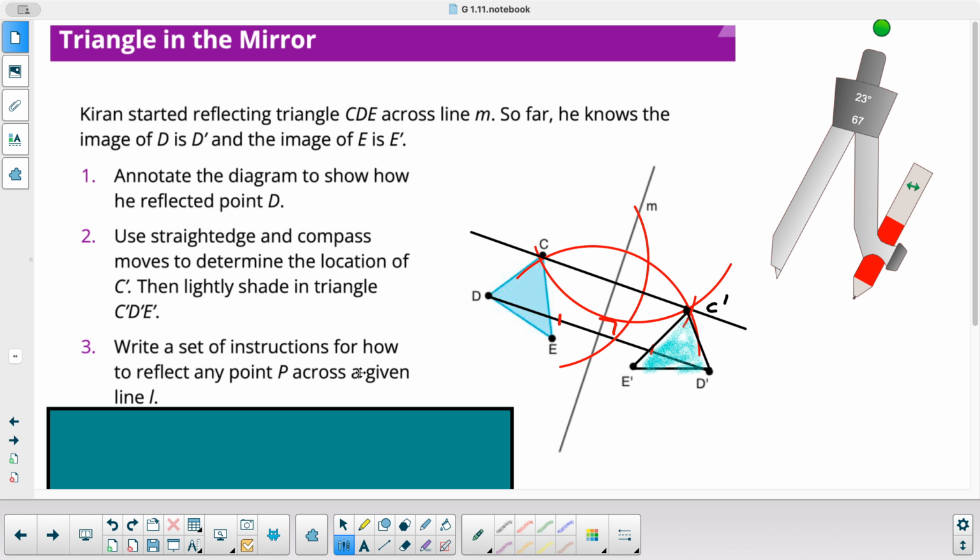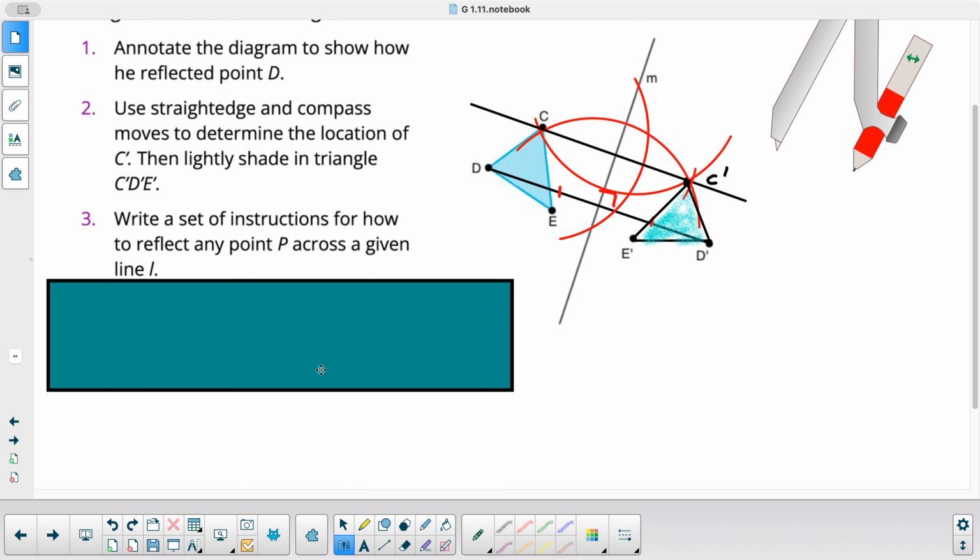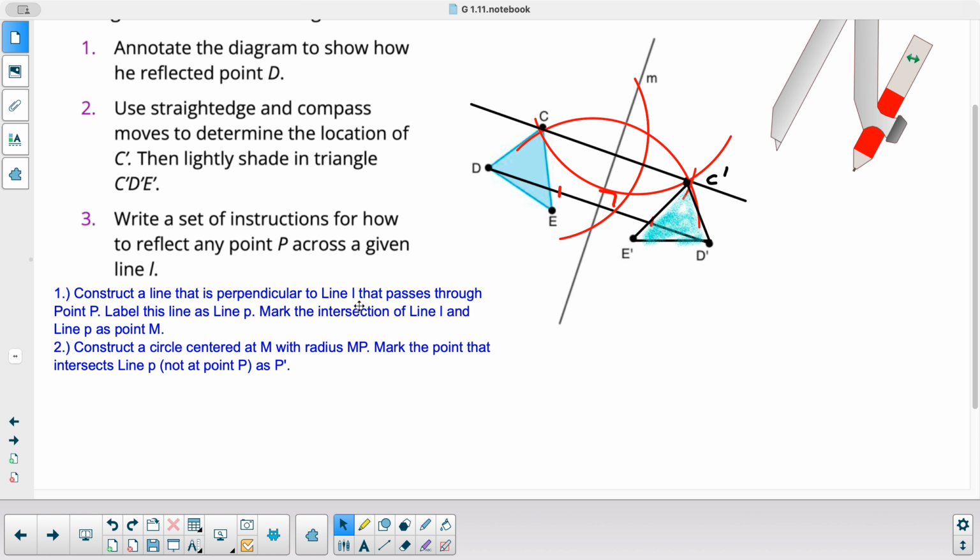Write a set of instructions for how to reflect any point P across the given line L. Construct a line that's perpendicular to line L that passes through point P. Label this line as line P. Mark the intersection of line L and line P as point M. Construct a circle centered at M with radius MP. Mark the point that intersects the line P.